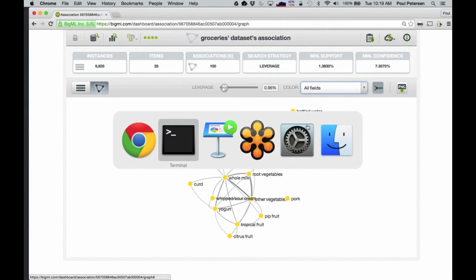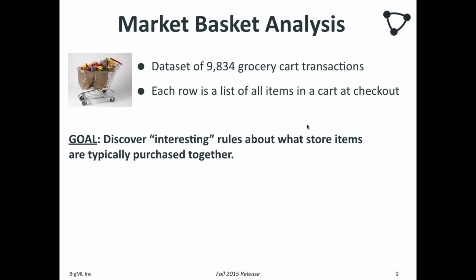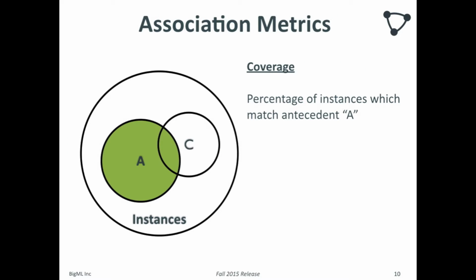All right, so let's dive into these metrics a little bit and get a slightly better explanation of what they mean. The first is the coverage, which we've already talked about a bit. Imagine all of the instances in that big circle, and then consider a single rule where an antecedent, the A, implies a consequent C. All of the instances that contain the antecedent are represented by the big green circle with the A in it, and all of the instances that contain the consequent are in the circle with the C.